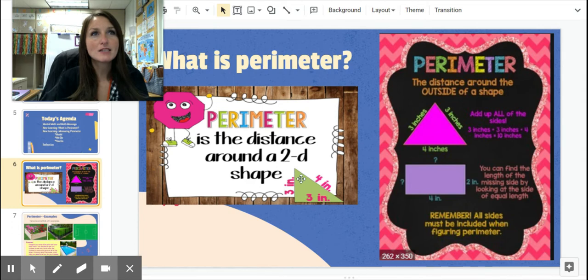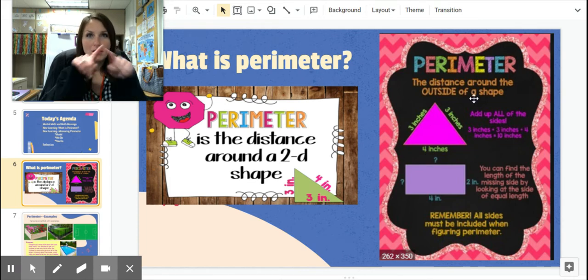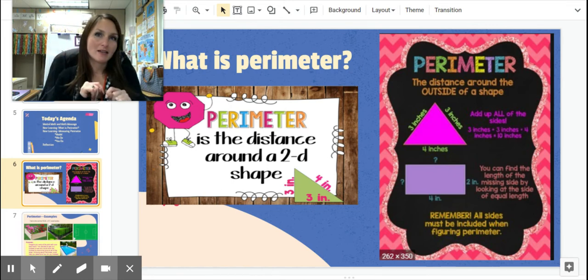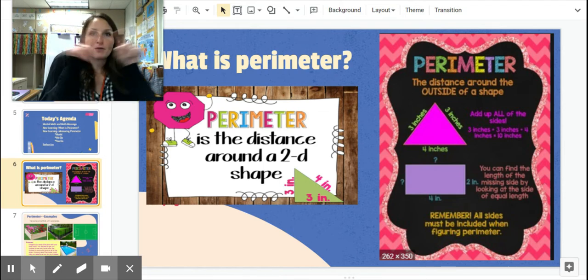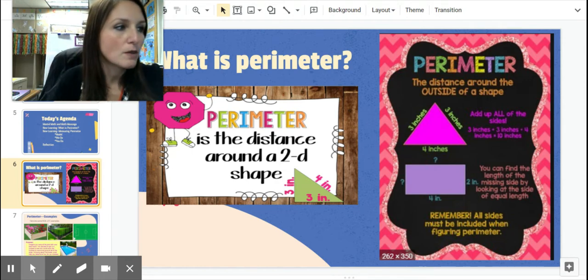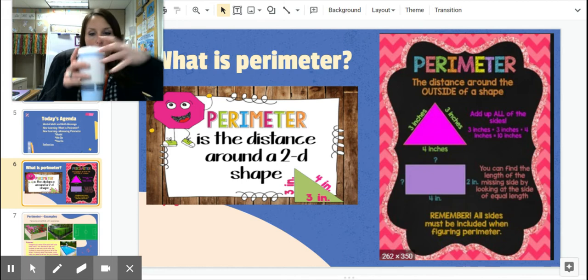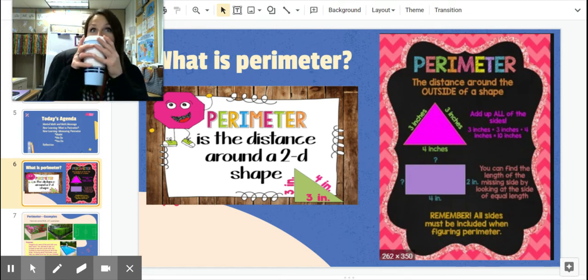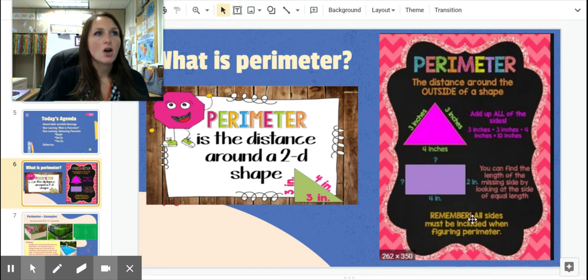So perimeter is the distance around a 2D shape. Here is an example. You're looking at the outside of the shape. So this is 3, and that is 4. All of the sides need to add up, and that's going to be your perimeter. It's the outside. I like to say the rim, like perimeter. Like the rim of your cup. It's the outside. You don't put your whole face in the cup, you just drink on the outside of the rim of it. All sides must be included when you're finding the perimeter.